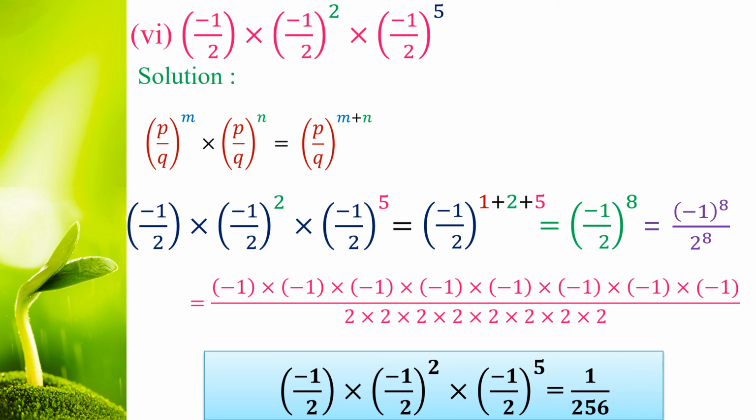So we will get minus 1 by 2 into minus 1 by 2 to the power 2 into minus 1 by 2 to the power 5 equals 1 by 256. Here the power is even, so the answer is positive. The answer is 1 by 256. Let's see one more problem.